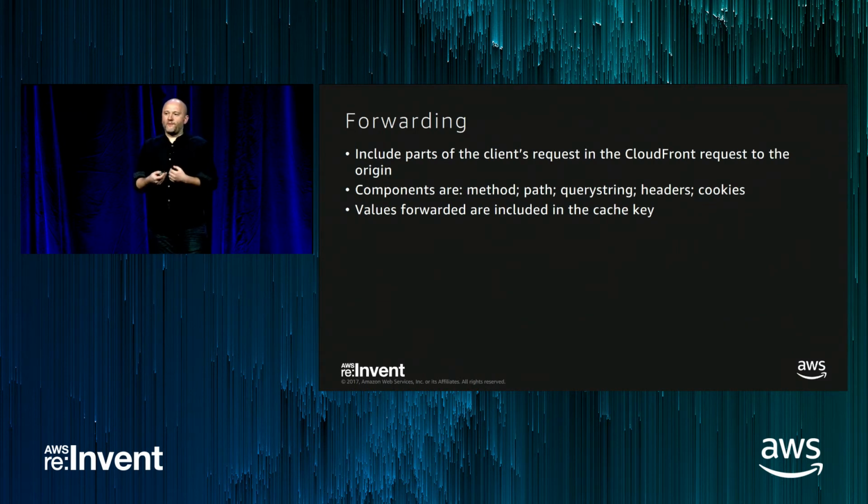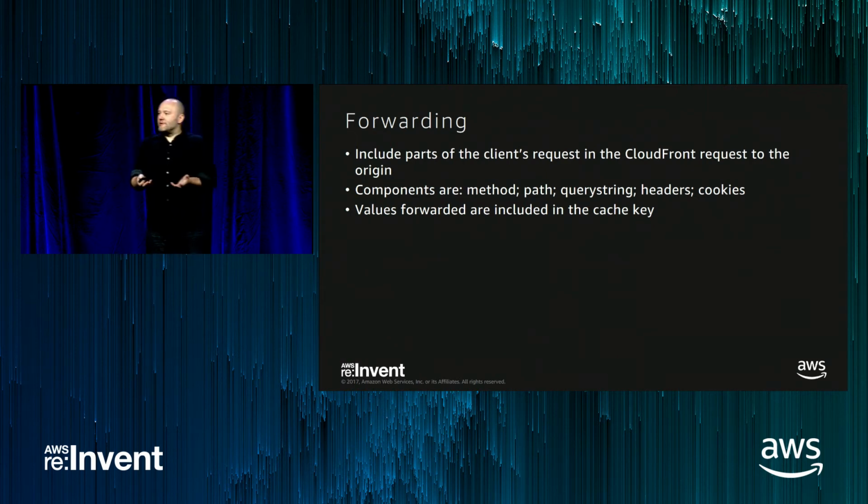Now, whenever you forward something to the origin, there's a possibility that your origin could respond to that extra bit of information, that particular header value or that particular cookie value. It will vary the response that it sends back to you.